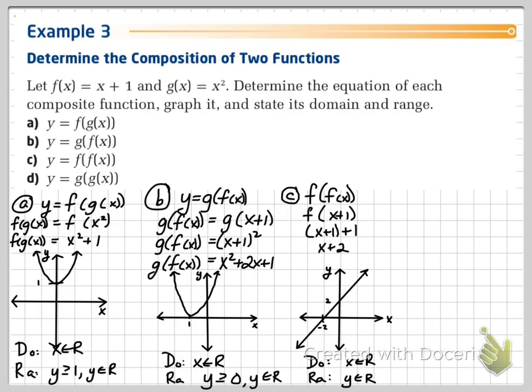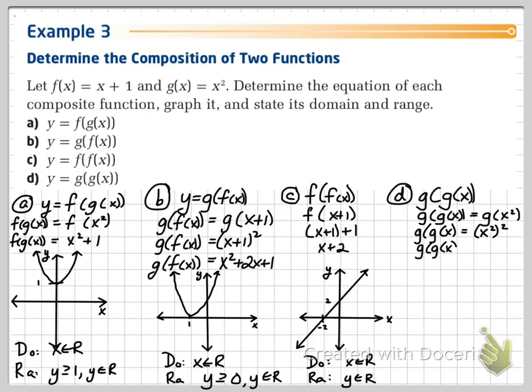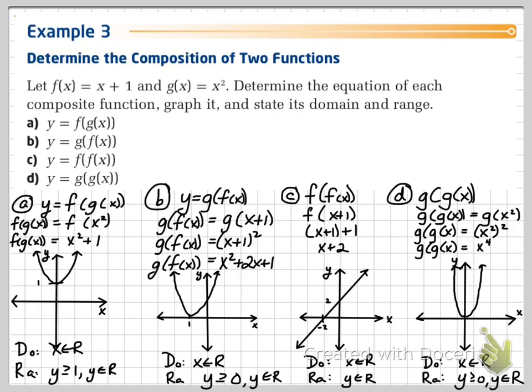For d, g of g of x. This time we're going to take x squared and plug it into x squared, and you're going to get x to the 4th. And when you graph x to the 4th, it's simply going to look like this. And again, the domain, x is going to be any real number, as it is for all parabolas, but the range is going to be y has to be greater than or equal to 0.